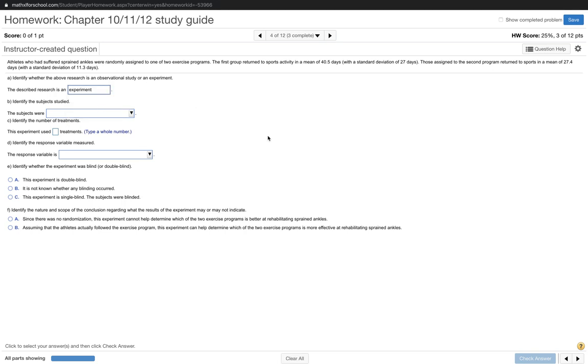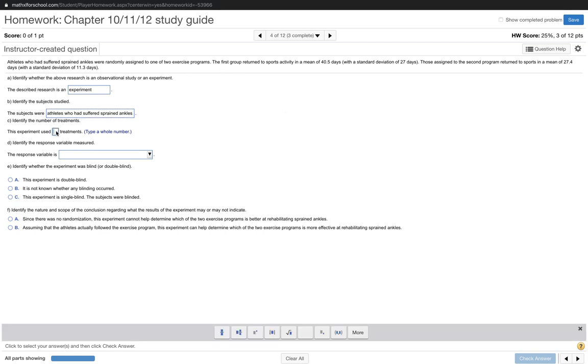Okay. Identify the subjects studied. Athletes who had suffered sprained ankles were randomly assigned. So athletes who had suffered sprained ankles, those were the participants. Remember, subjects means participants in the study. So if we look at our other choices, the participants were not people, they were athletes who suffered sprained ankles. Identify the number of treatments. In other words, how many groups are there? There were two exercise programs, so there are two treatments.